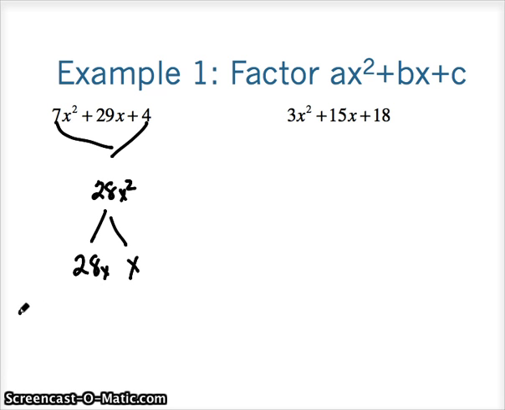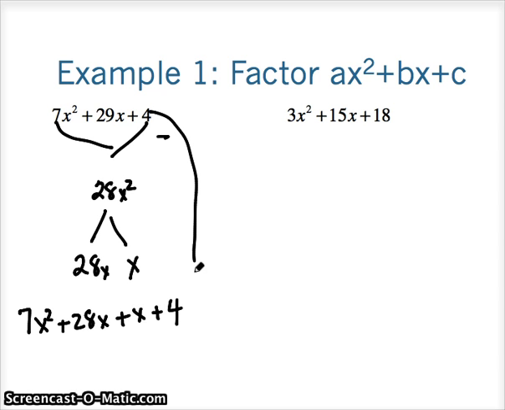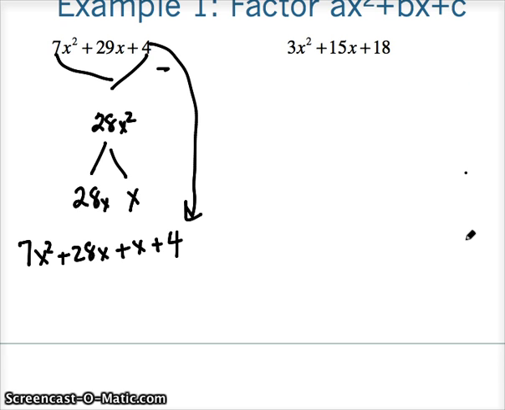So here's what I'm going to do. I'm going to write 7x squared plus 28x plus x plus 4. And now these are exactly the same. They're the same thing. But what we're going to do is now factor by grouping. All right. And I'm going to show you how we do that.